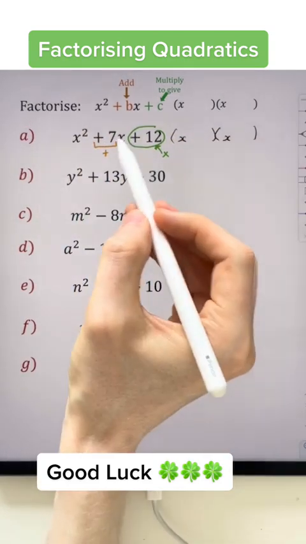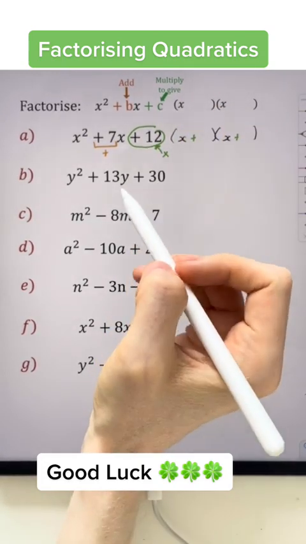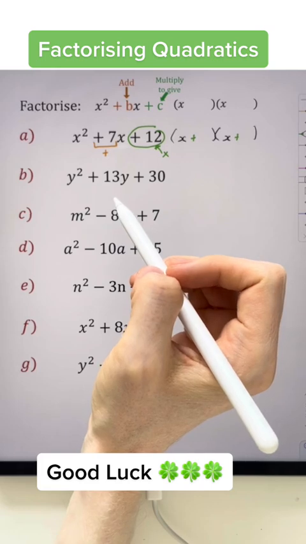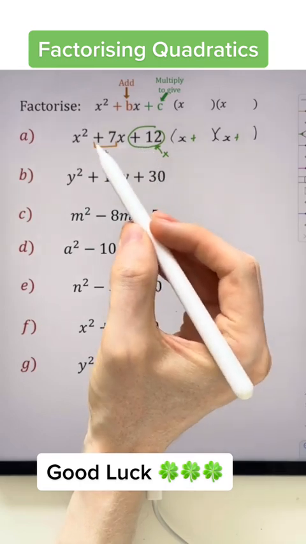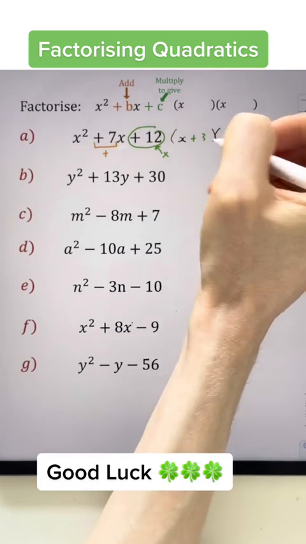If both terms are positive, I know the signs inside the bracket are both positive. Listing out my factors of 12, I'd have 1 and 12, 2 and 6, and 3 and 4. The only pair that multiply to give us positive 12 and add together to give us plus 7 is going to be 3 and 4 in any order.